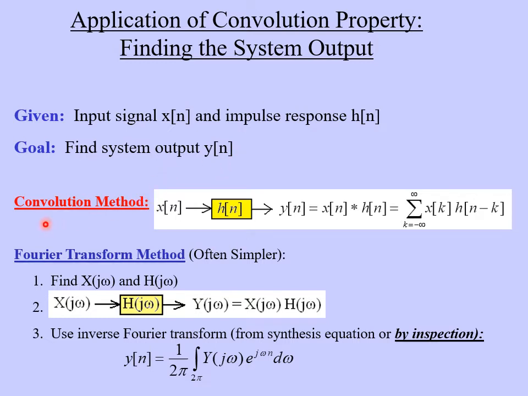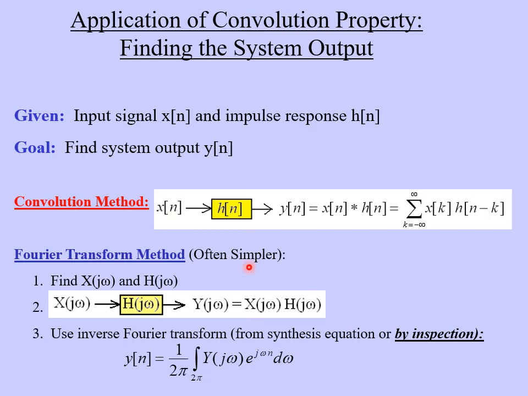Back in Chapter 2, we used convolution to find the result. If the input was x and this system is described by some impulse response h[n], then the output y[n] was equal to the convolution of x and h. Remember, in discrete time, convolution is given by this sum, the convolution sum, and we did several examples of this back in Chapter 2. What we're going to do now in this chapter is use the Fourier transform method, which is oftentimes simpler.